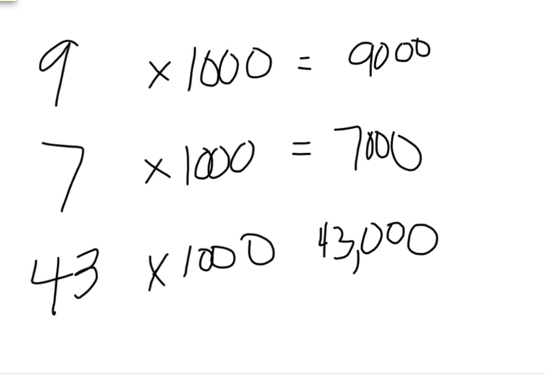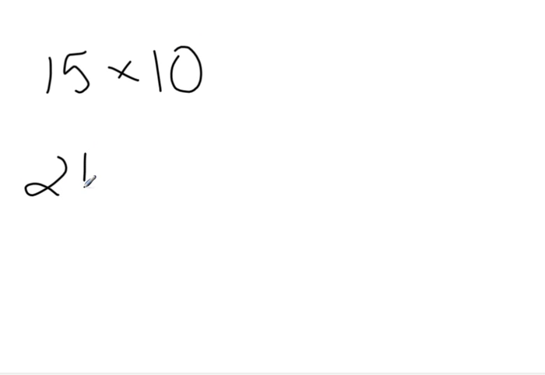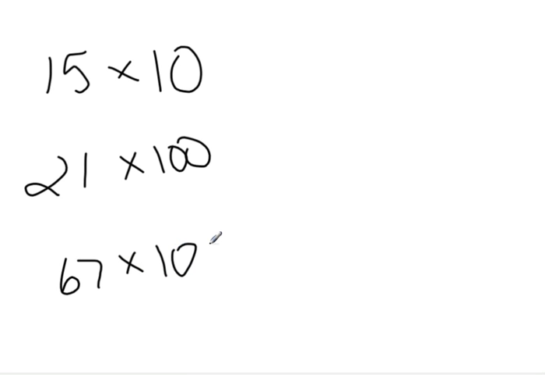Let's try a couple extra on your own. I'm going to give you some numbers and you write the answers in your journals. Let's do 15 times 10. Let's do 21 times 100. And let's do 67 times 1,000. Stop the movie and write your answers in your journal.